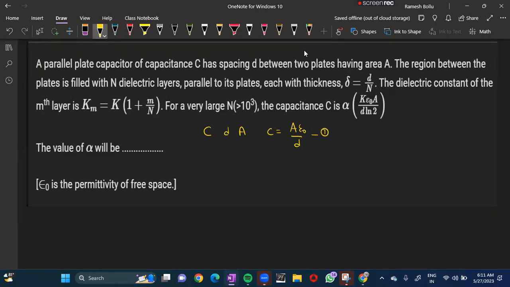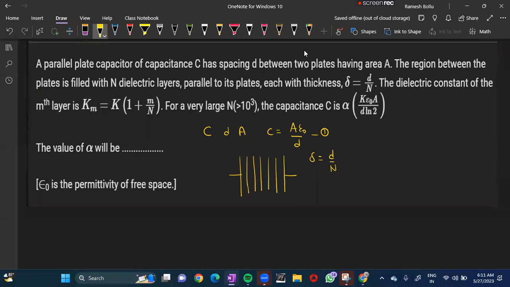Now the region between the plates is filled with N number of dielectric layers. Imagine this is one parallel plate capacitor. Like that, capital N number of layers are there, parallel to the plates, and the thickness is also given: small d by capital N.